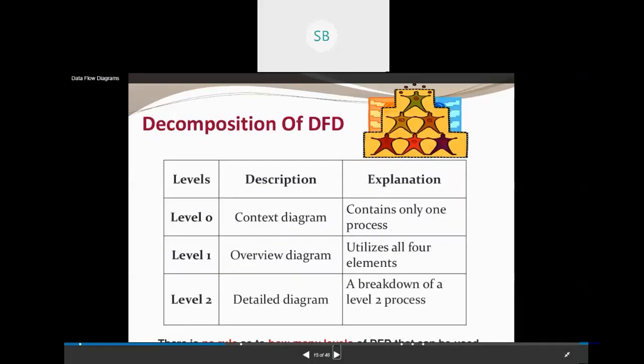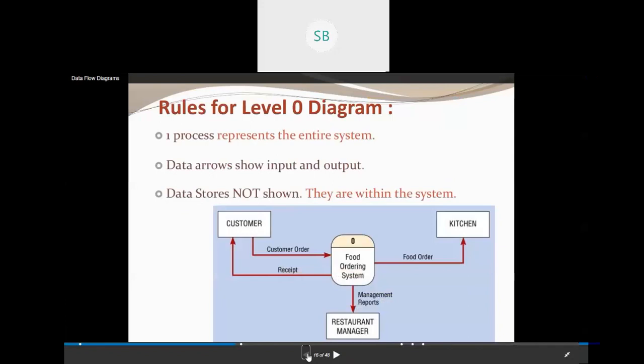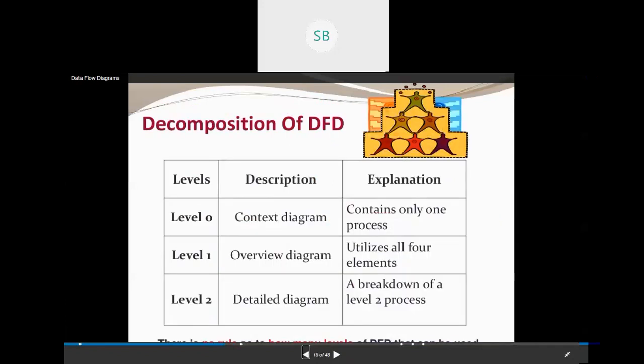So here basically this DFD can be broken down. Now this DFD can be broken down into many types. First is the zero level, which is also known as the context level. The zero level will be a very basic one. It will have only one process.